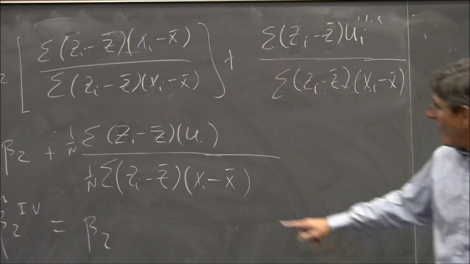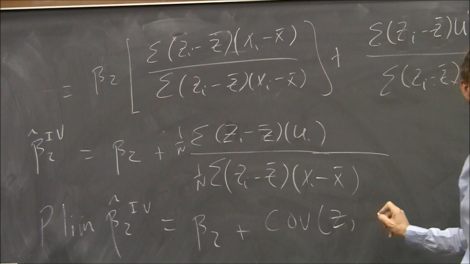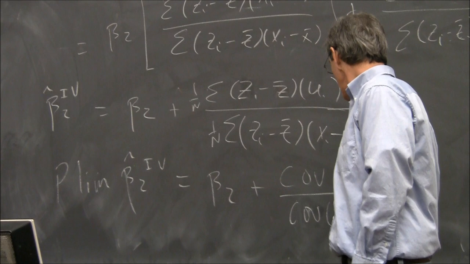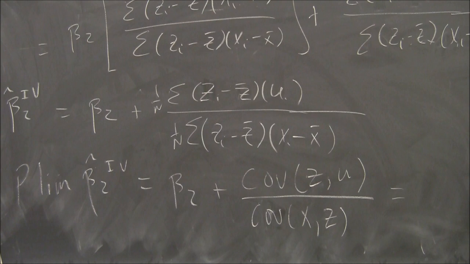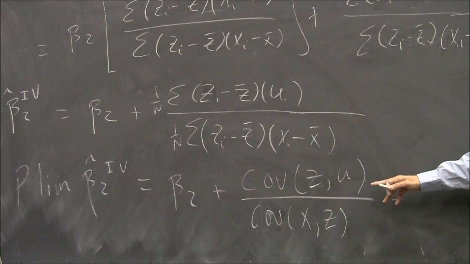So what does this go to as n goes to infinity? That's the covariance of z and u over the covariance of x and z. But by assumption, what were the assumptions we made about our instrument? It is uncorrelated with the error term. So what do we know about that term? That's zero by assumption.